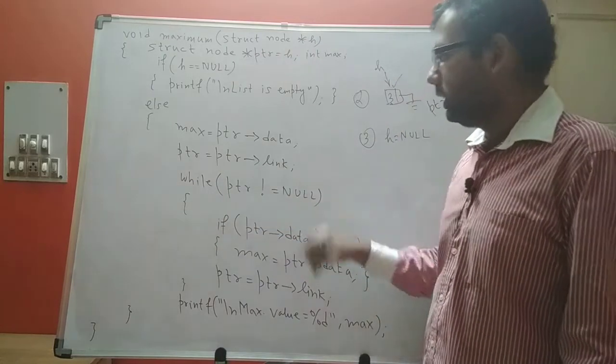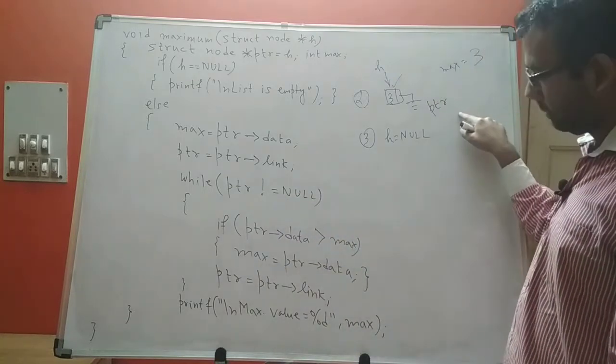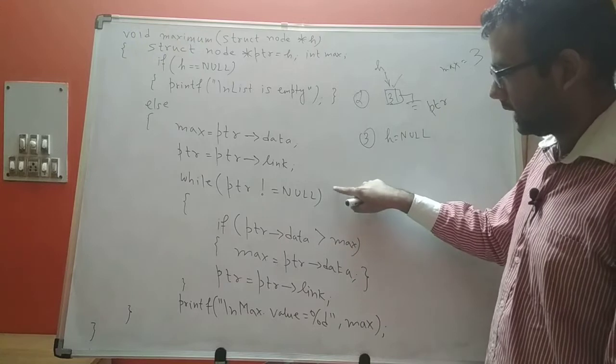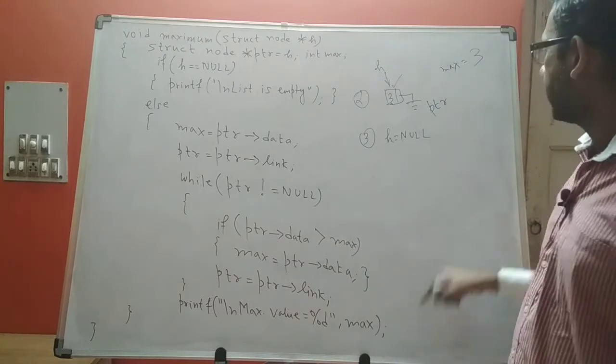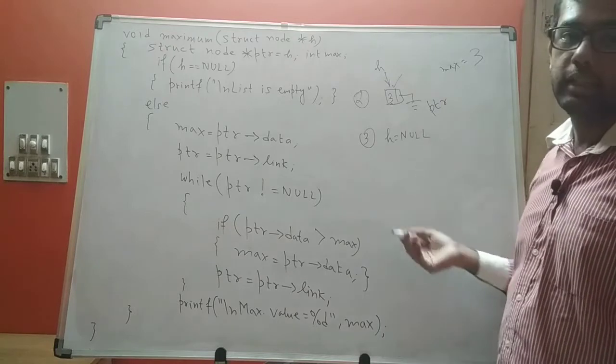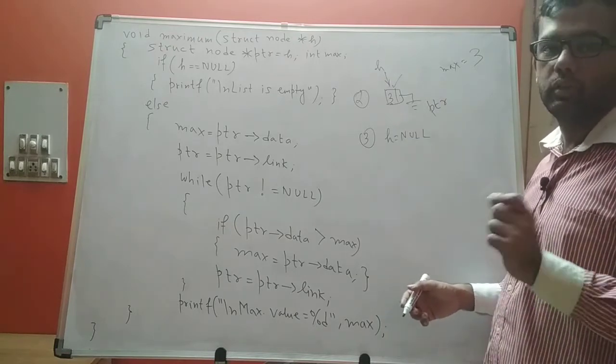Now this loop will start while ptr is not equal to null, but ptr is equal to null. So the condition is not satisfied. So you'll directly come to this printf part and you'll print the maximum value as 3, which is indeed the case. If I have exactly one node in my list, then the data part of the node will be the maximum value.